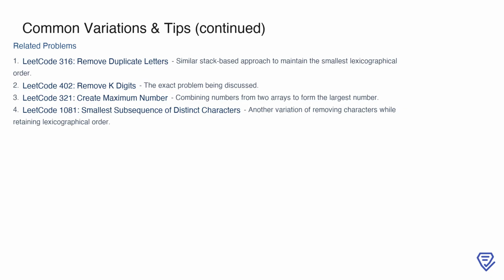the largest possible number, which introduces a complementary challenge. Lastly, LeetCode 1081, Smallest Subsequence of Distinct Characters, is another variation where you remove characters while preserving lexicographical order. Exploring these problems can help solidify your understanding of stack-based strategies and their applications.